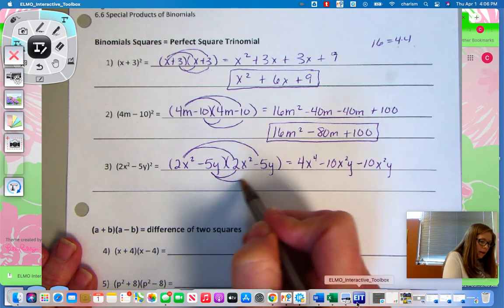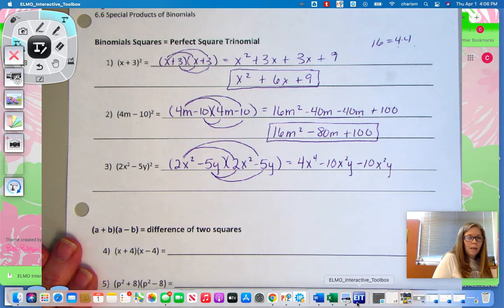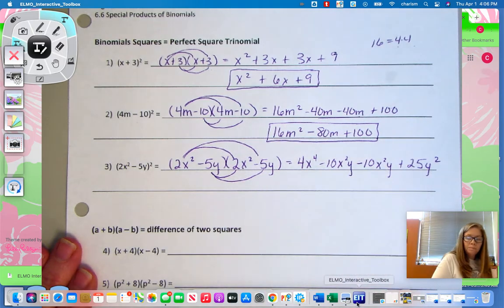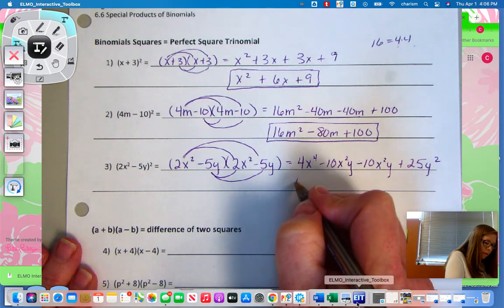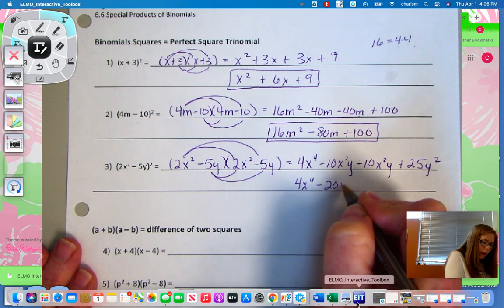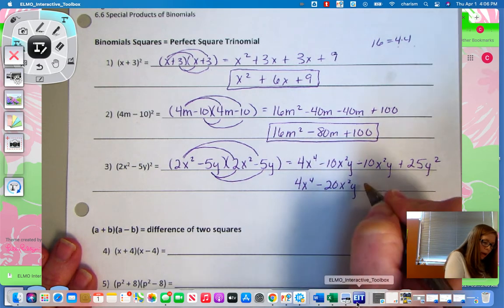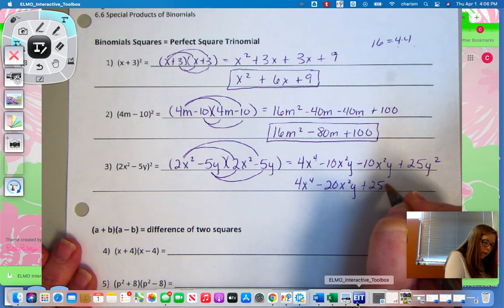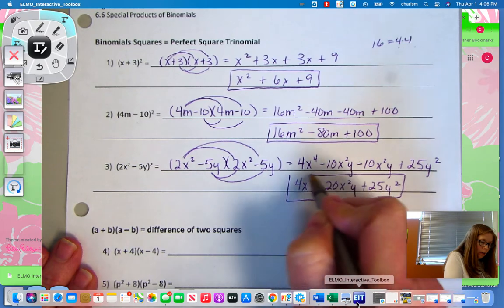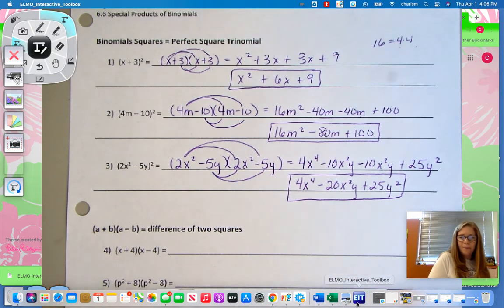And then it's a negative 5y times negative 5y is a positive 25y squared. All right, let's grab those like terms in the middle. And we've got 4x to the 4th minus 20x squared y plus 25y squared. That is fancy, isn't it? I love it.